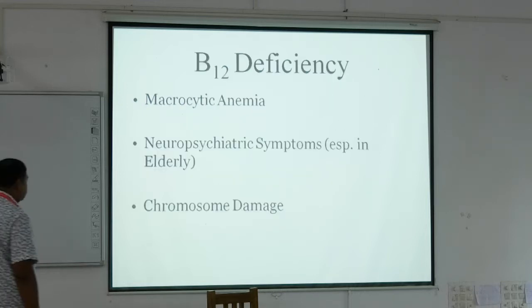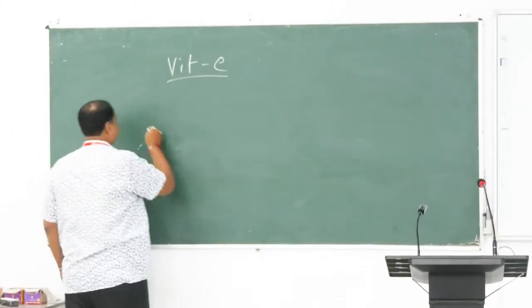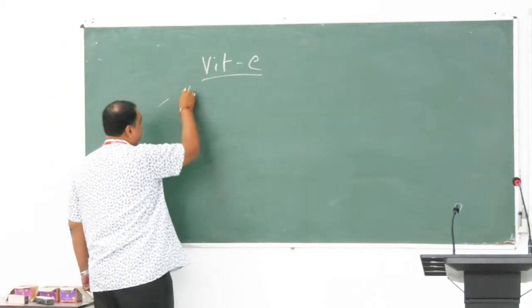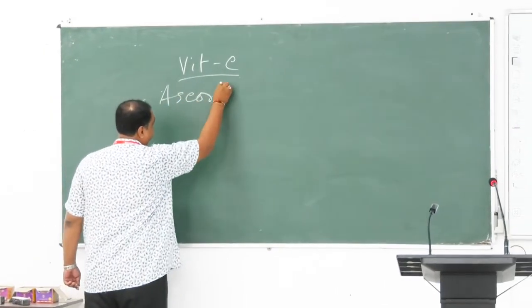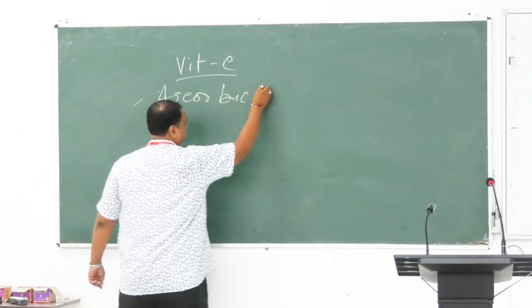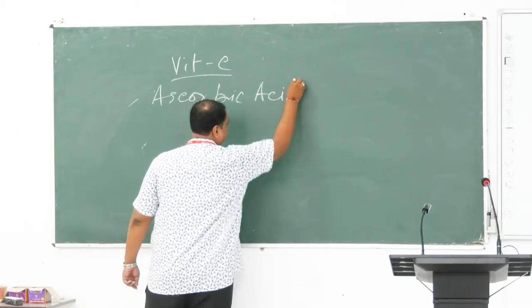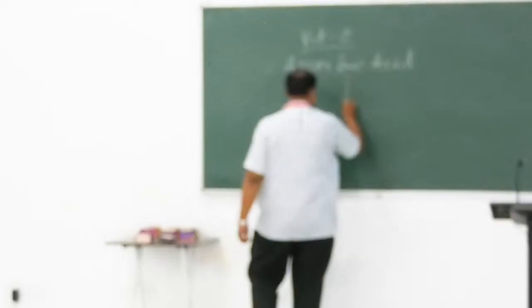Now what happens in B12 deficiency? Macrocytic anemia, neurological symptoms in elderly patients, and chromosome damage. The scientific name is ascorbic acid. Okay, so it exists in two forms, ascorbate and dehydroascorbate.